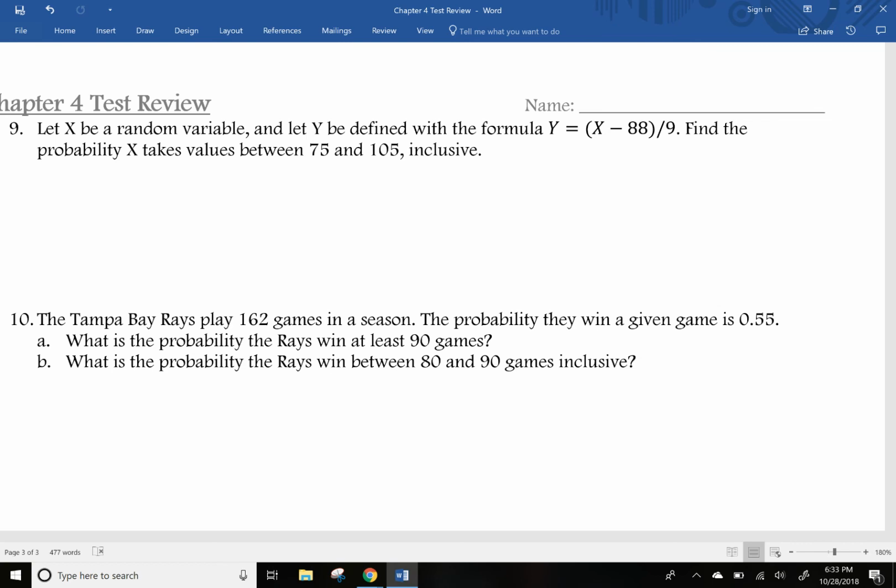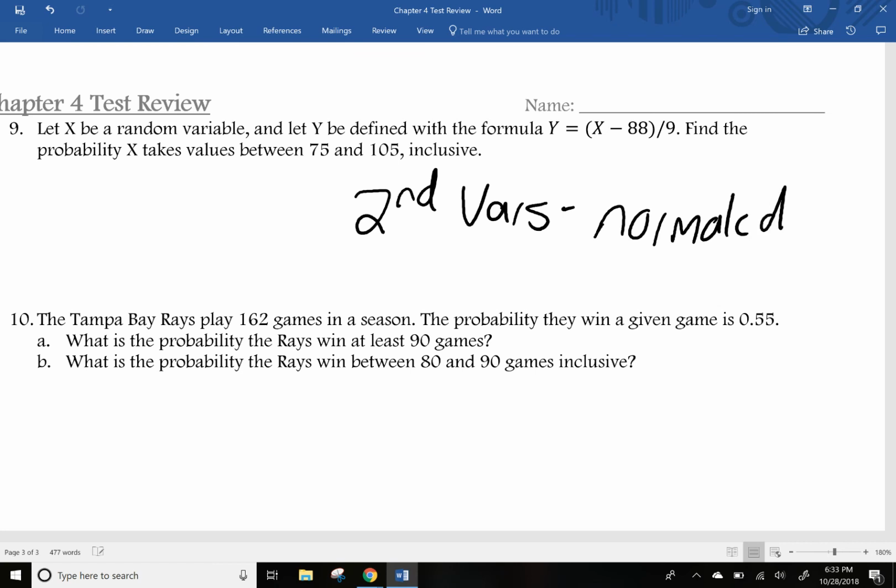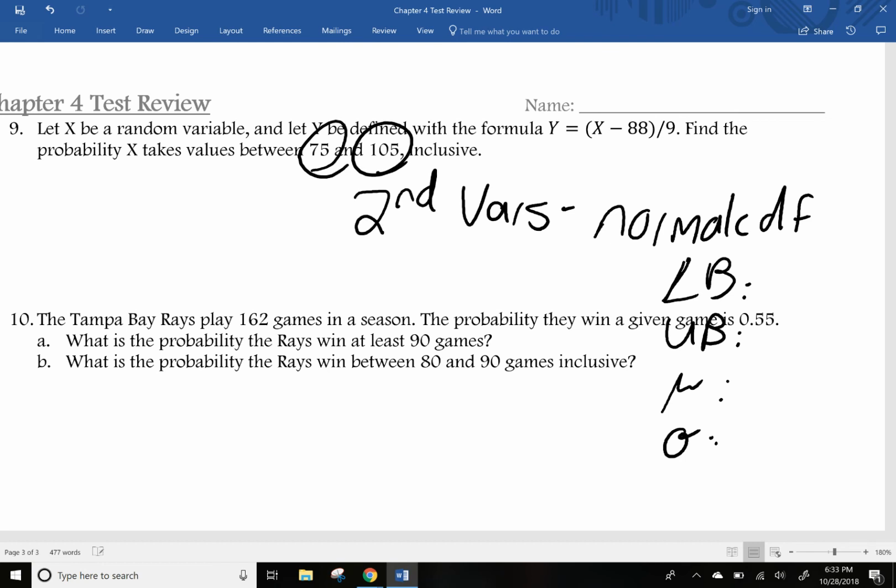So again, this is just typing in our calculator, going to second vars, going back to normal CDF, and then typing in your lower bound, your upper bound, your mean, and your standard deviation. So lower bound and upper bound, pretty obvious, 75 and 105. But remember, this is our mean and standard deviation because of the formula x minus the mean over the standard deviation. This is telling us that 88 is our mean and 9 is our standard deviation.